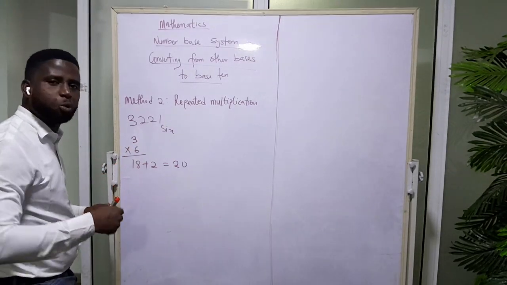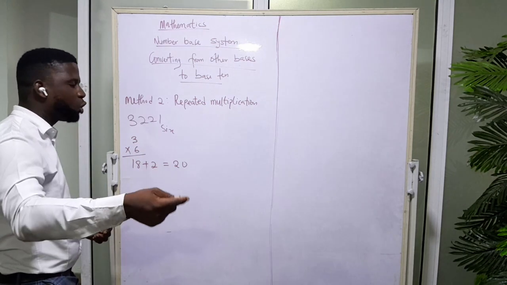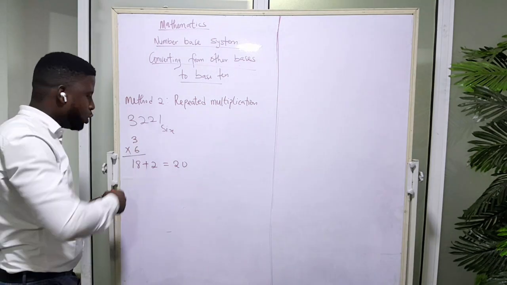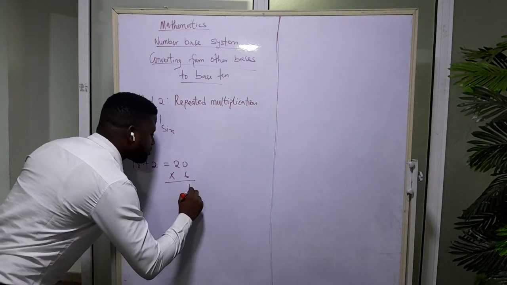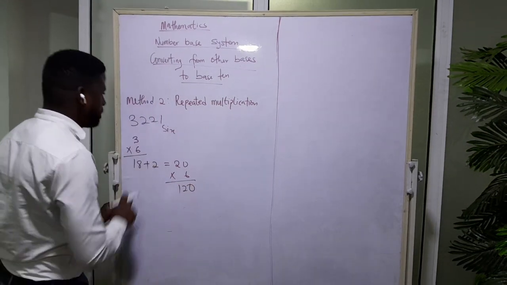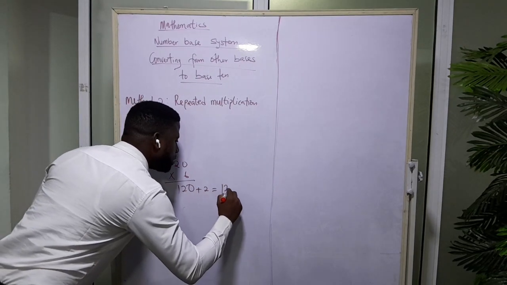That is why it is called repeated multiplication. You repeat the multiplication until you get to the last number. So we have 20 times the base, which is what? 6, and that gives us 120. The next number here is what? 2, and that gives us 122.